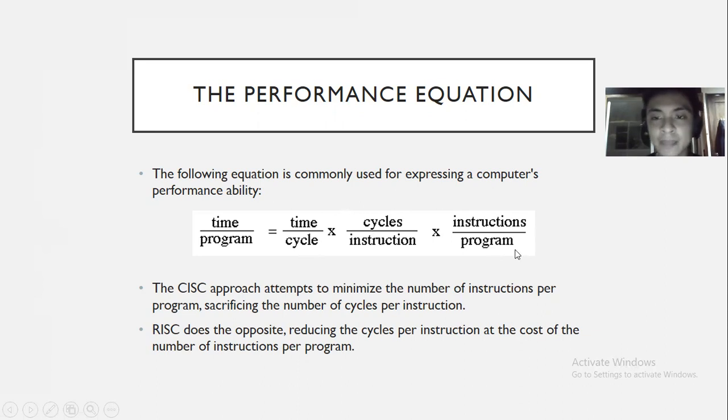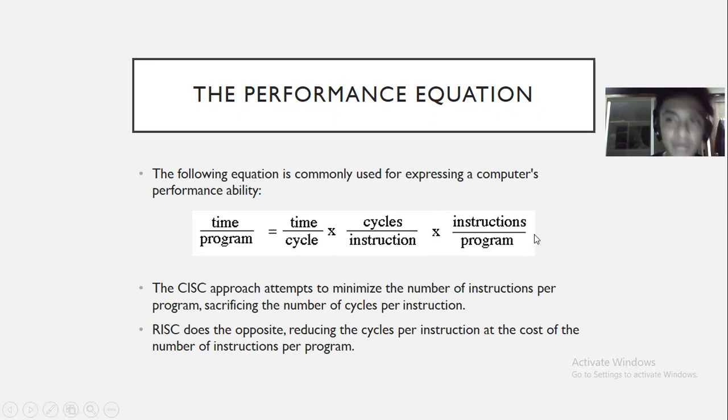Let's dissect this a little bit. The time for a certain program is going to be dependent on the duration of time per clock cycle. Then this is multiplied by the number of clock cycles that are needed per instruction. And this is again multiplied by the number of instructions that a program has. So that is the equation for a computer's performance ability.